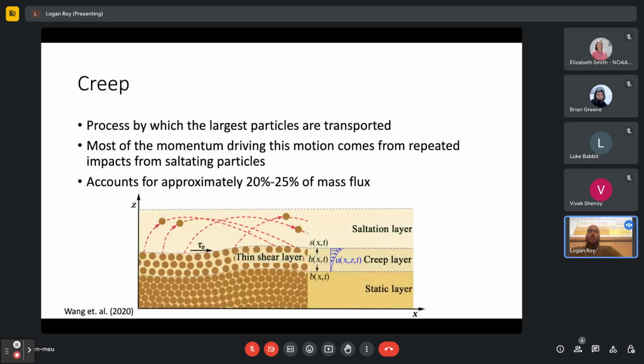Lastly, the third process is creep. This is the process by which the largest particles transport. Most of the momentum that drives this comes from saltating particles, because right at the surface there's not high momentum in the fluid. And even though the scales of motion are pretty low compared to the other three, because of how large the particles involved are, it does contribute significantly to mass flux. So those are the main big picture things.